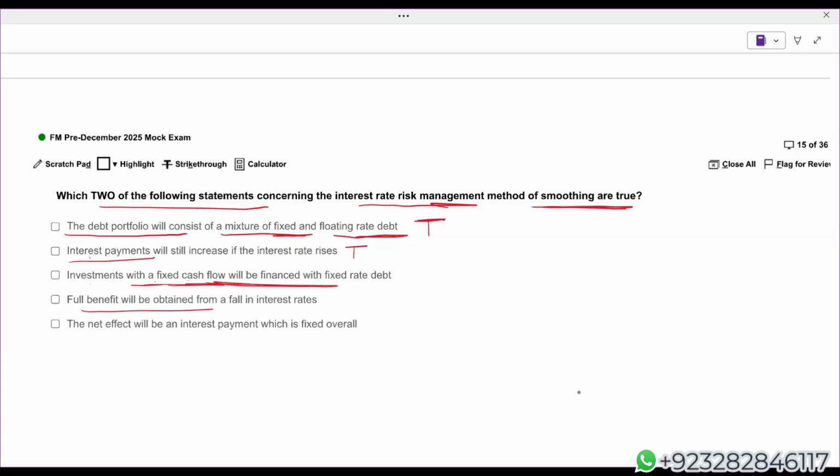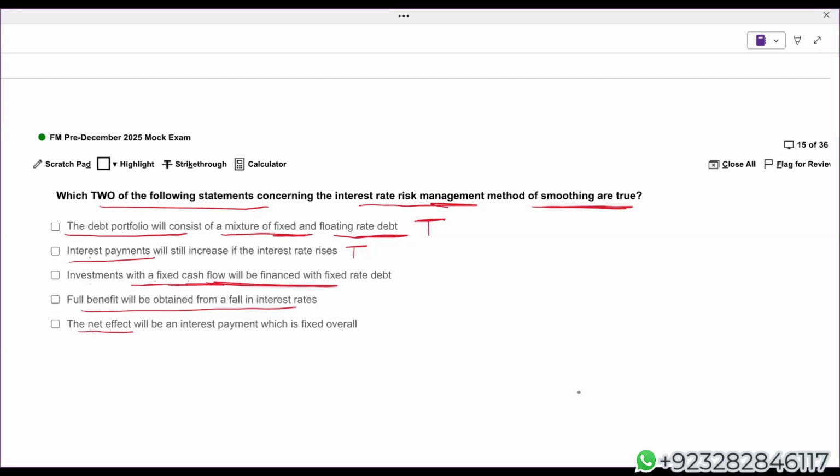Full benefit will be obtained from a fall in interest rate. I won't be able to get the full benefit. Why? Even if the interest rate falls, I'll be having two types of loan. One is in fixed rate, another is in floating rate. I will get the benefit, but only on the loan which is in floating rate. I'll also be having a loan in fixed rate, so still I have to pay the same. So I won't be able to get the full benefit due to fall in interest rate.